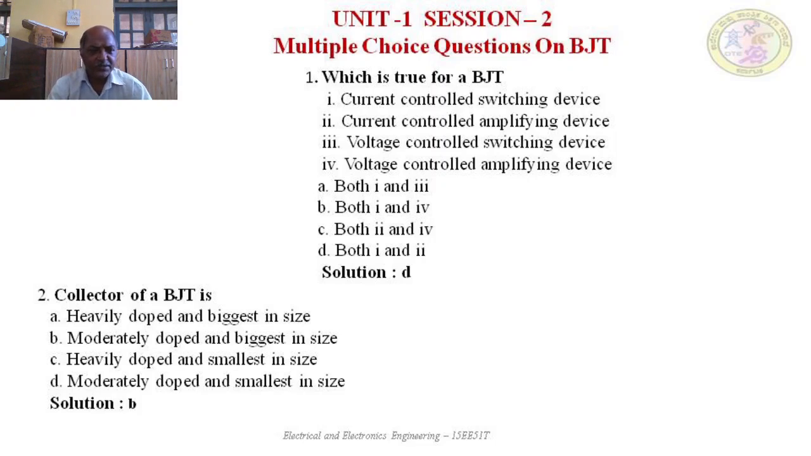Now the second question: collector of a BJT is dash. The options are: A, heavily doped and biggest in size; B, moderately doped and biggest in size; C, heavily doped and smallest in size; D, moderately doped and smallest in size. So the correct answer is B, that is moderately doped and larger in size.